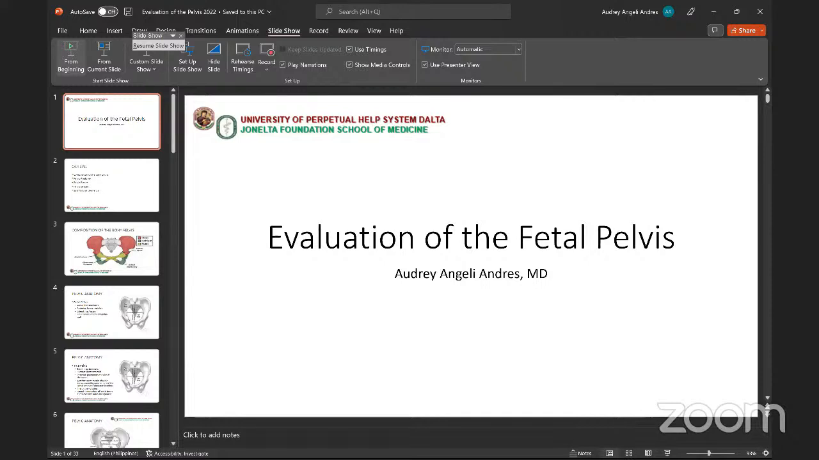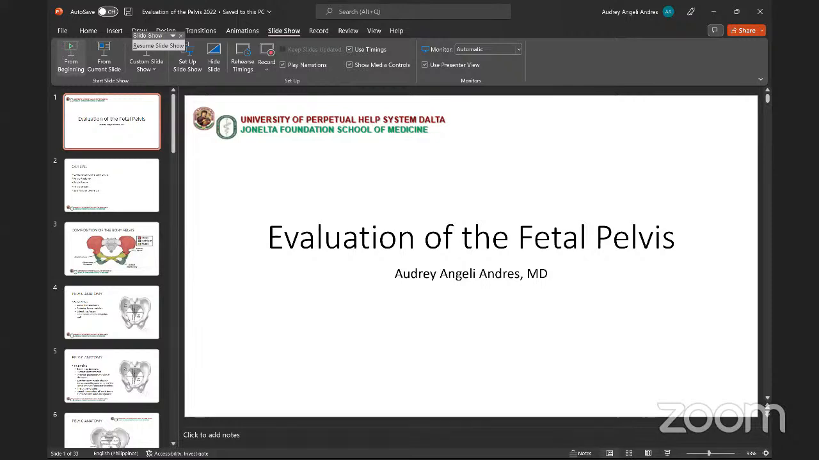So what's important would be your interspinous diameter. This would be your smallest diameter, the one on red. This also marks station zero when the fetal head passes this diameter with its biparietal diameter, so it should be more than 10 centimeters. And this would be the AP diameter of your midplane, the one on red.